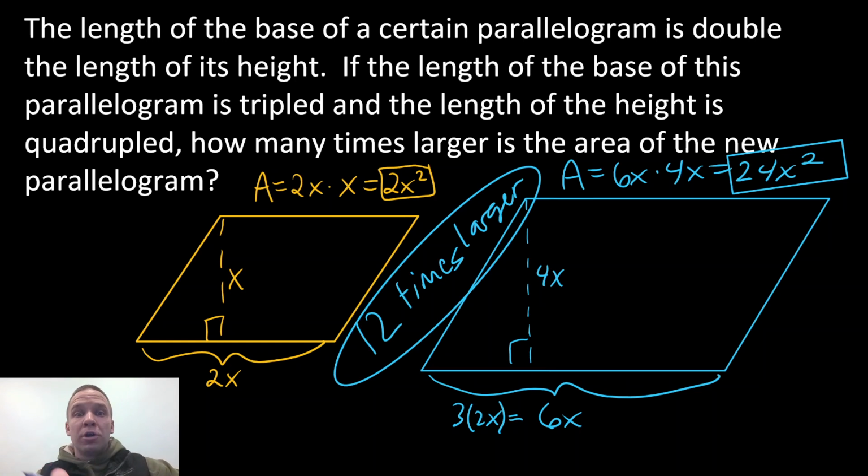Now, I want to look back into this problem and see if there's anything that we can observe from here. The base was tripled and the height was quadrupled. Triple is 3, quadruple is 4. What's 3 times 4? It's 12. And if you're wondering, is that a coincidence that it was 12 times larger and the dimensions were tripled and quadrupled and that those two things multiplied together gives me 12? No, that is not a coincidence. That would happen every single time.